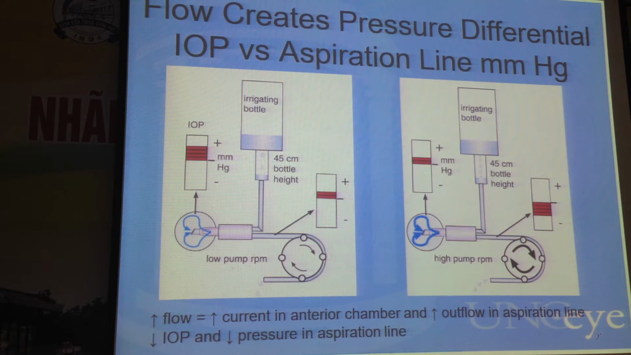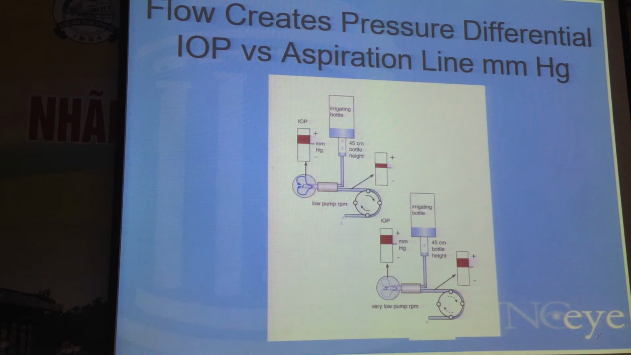So what does this mean for you as a phaco surgeon? If you have a low flow rate, then you're going to have a positive pressure in both the anterior chamber and in the aspiration flow line. It'll be lower, but your differential will be less, but it will still be positive.